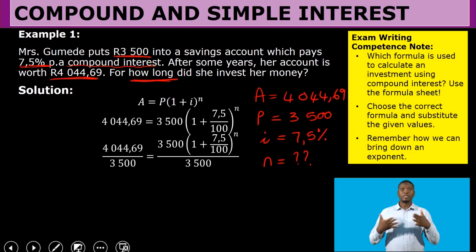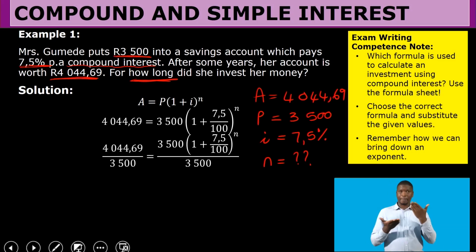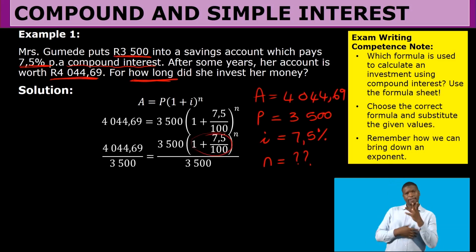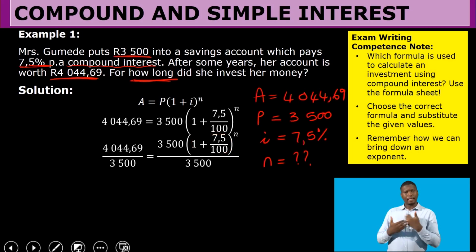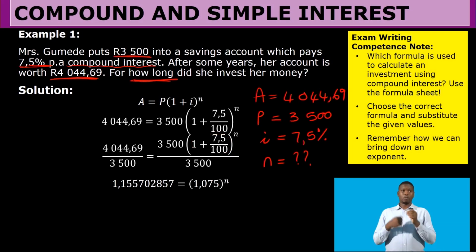So we're going to start by dividing both sides by 3,500 so that we can be left with the bracket alone, but we can also calculate what is inside that bracket there, and when we've calculated it, it gives us 1.075. And of course, when we have divided on the left hand side there, that is the answer that we get from those values being divided.